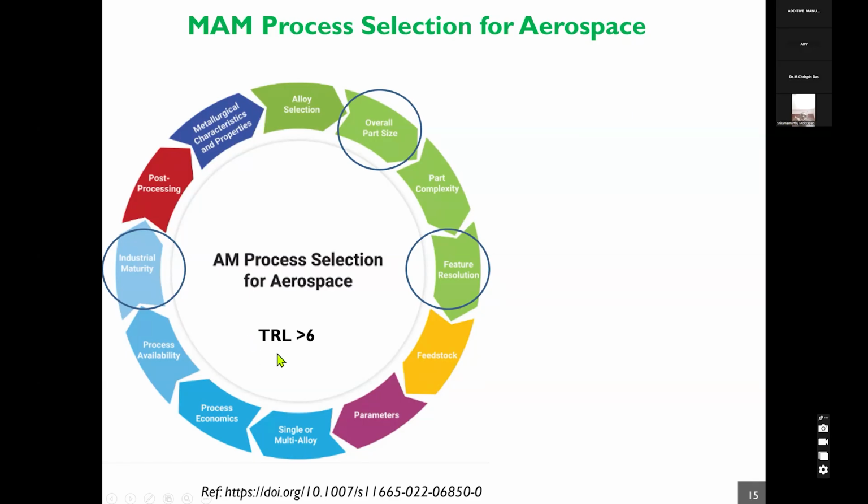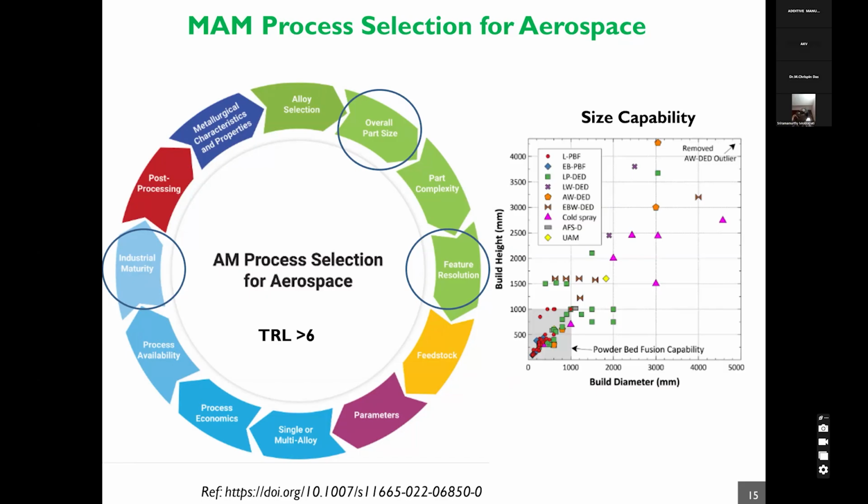So anything which meets the technology readiness level of 6 or above, we can adopt that process for making the part for aerospace applications. By TRL 6, what I mean is the part should have been made through additive manufacturing process, should have been qualified in that particular service condition or in the service environment.